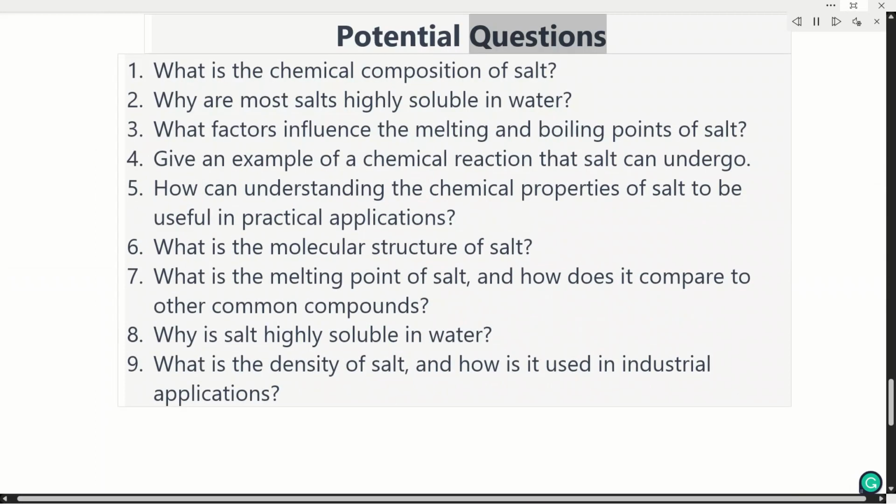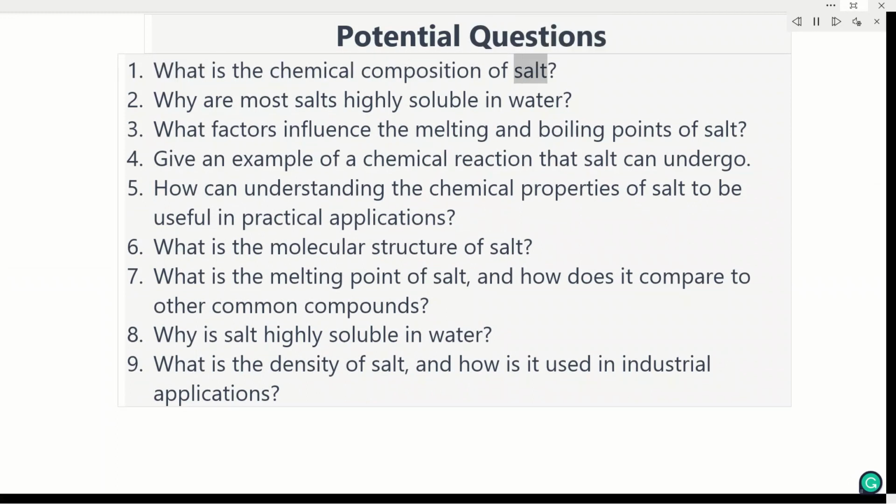Potential questions. What is the chemical composition of salt? Why are most salts highly soluble in water? What factors influence the melting and boiling points of salt? Give an example of a chemical reaction that salt can undergo. How can understanding the chemical properties of salt be useful in practical applications?